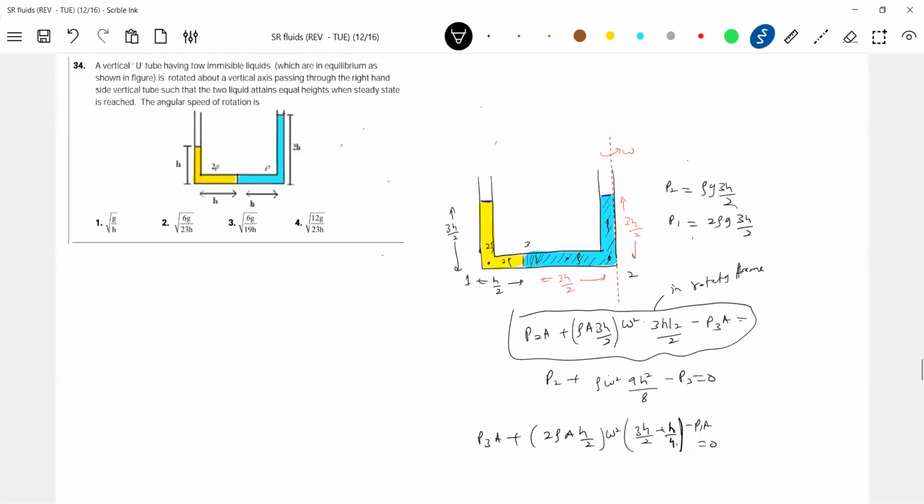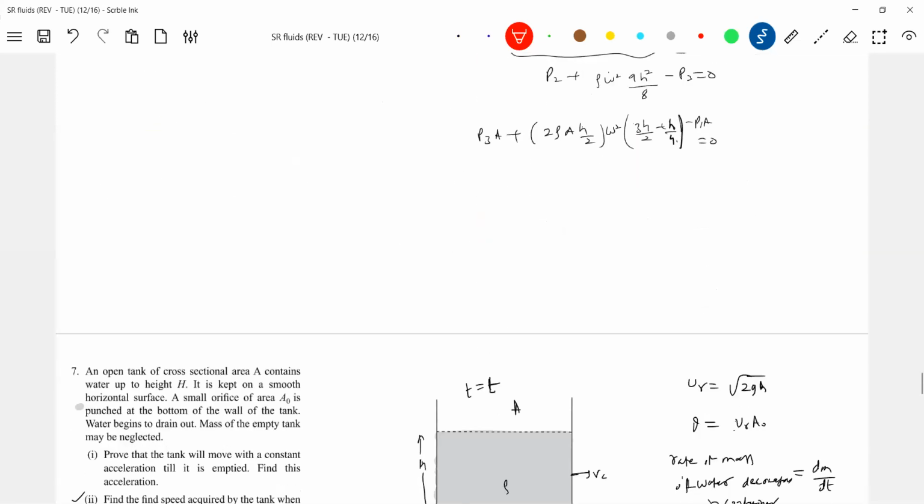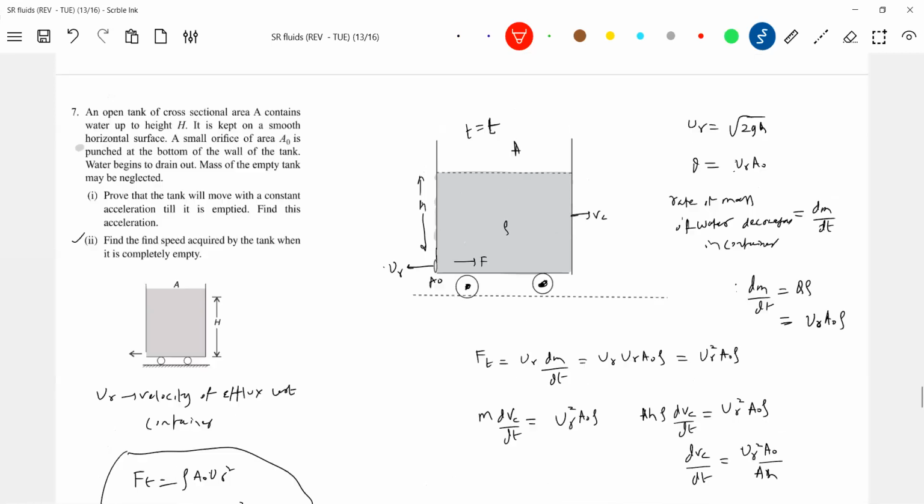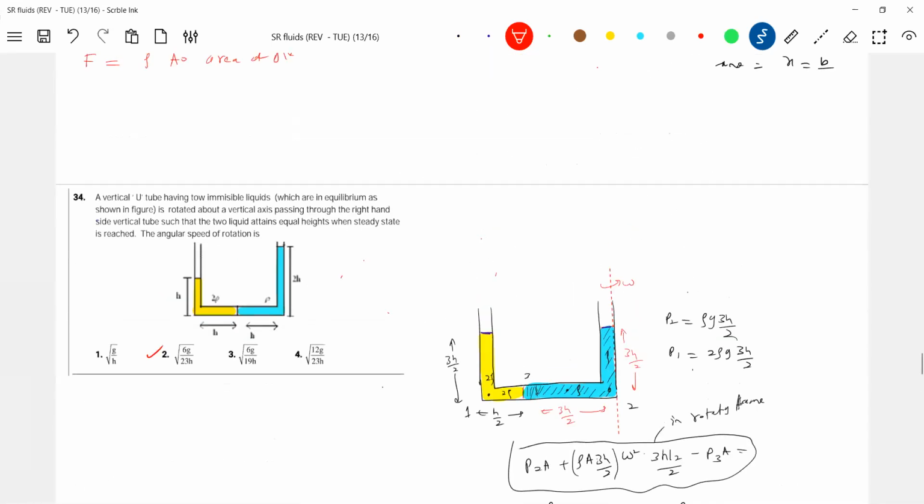Solve this, we'll get the required answer. Check the options. The second option will come. Okay, yeah, right. We'll take the next one. Sorry, the fourth option, sir. The fourth option will come, sir. Yes, into 2.